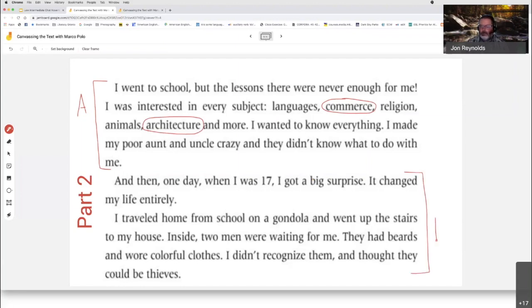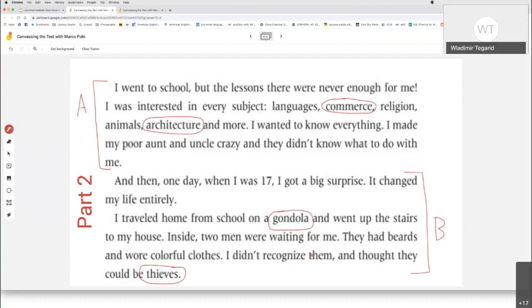Any words from part B? I'll circle gondola because we mentioned that already. The last word, thieves. Any others? Entirely. Okay, good, good. Again, anybody can circle a word or tell me.